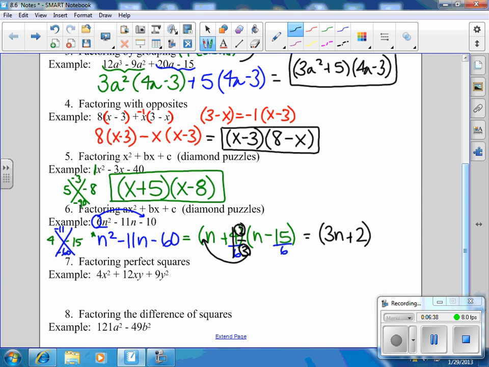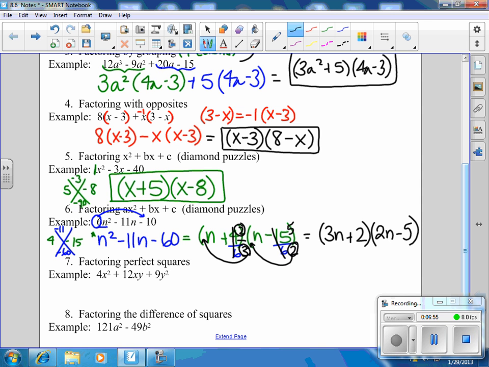And then do the same thing here. 15 divided by 6 can also be simplified. 3 goes into 15 5 times, and it goes into 6 twice. So remember, this 2 comes up here. So this becomes 2n minus 5.